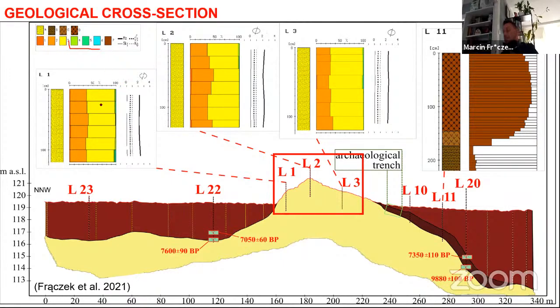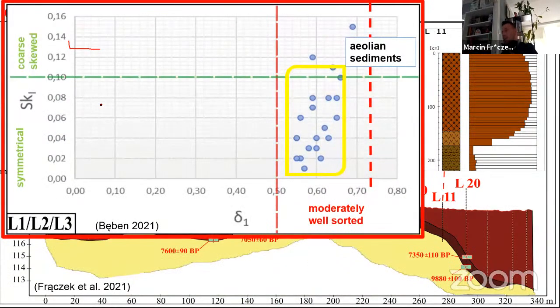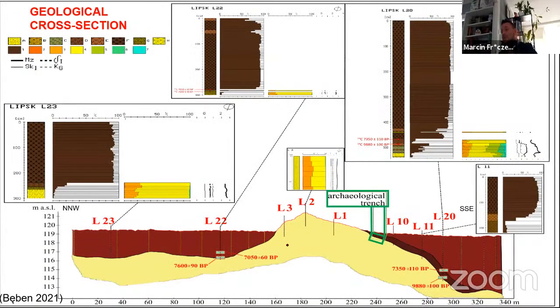So this sediment belongs to the Aeolian sediment. When we compare the skewness to the standard deviation, it's symmetrical and moderately well sorted, so we can connect them with the Aeolian sediments. It's probably from the, and this sediment between those two phases, this Aeolian sediment, is probably connected with this elevation.